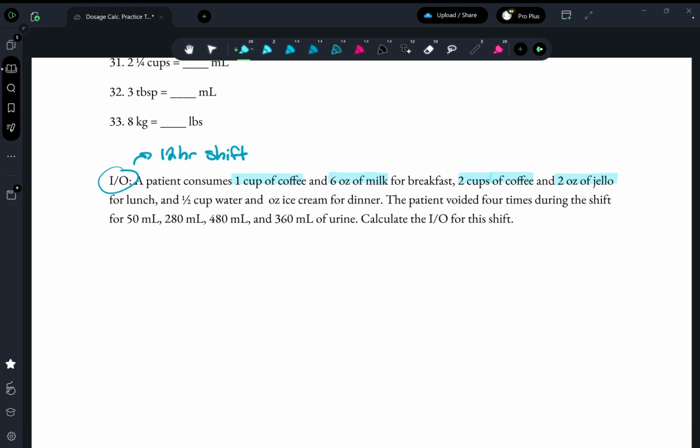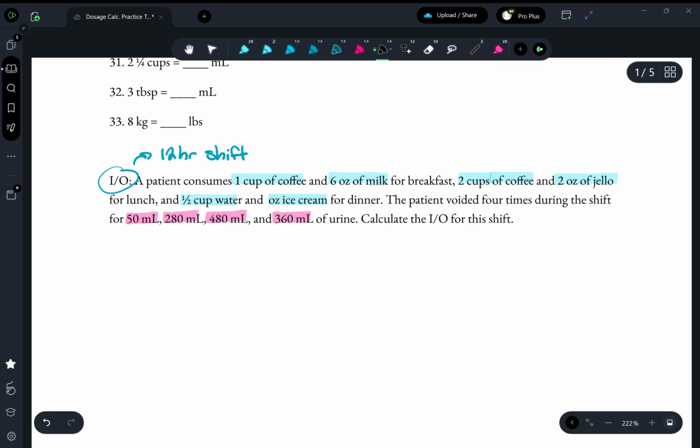Anyway, half a cup of water, and then, ounces. That should be 4 ounces of ice cream, sorry. So those are all of our numbers for intake. And then for our output, that's always going to be in mLs, because if they're recording output, it's going to be usually with a Foley or with your different surgical drains, things like that, it's going to be in mLs. So that's the easy one. This patient had 50 mLs, 280, 480, and 360.